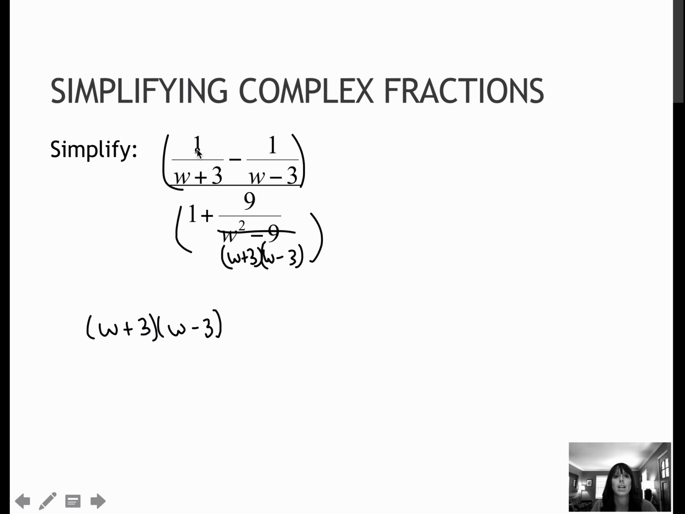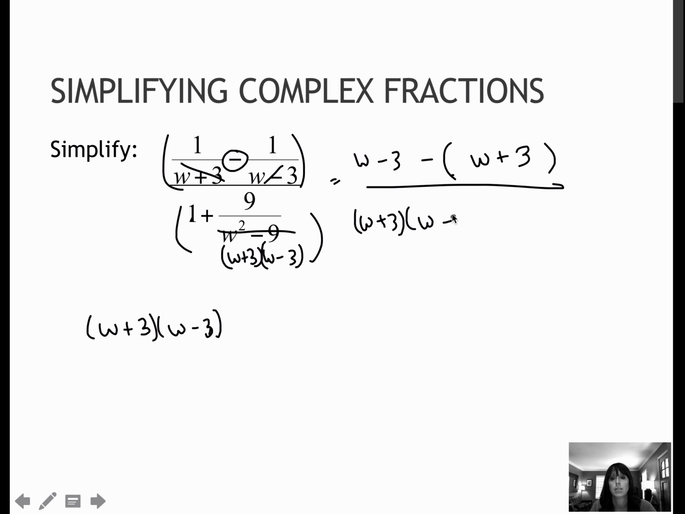So if I take the first one times w plus 3, w minus 3, those w plus 3's would cancel, and that would leave me with w minus 3. Notice whenever I have a subtraction, I'm going to write the parenthesis. If I took this times w plus 3, w minus 3, the w minus 3's would cancel, and that would leave me with w plus 3. If I took 1 times this, nothing cancels, so I get the whole shebang. And if I took this times the w plus 3, w minus 3, all of that cancels, and I would just get 9. So now I've got a little bit more work to do.